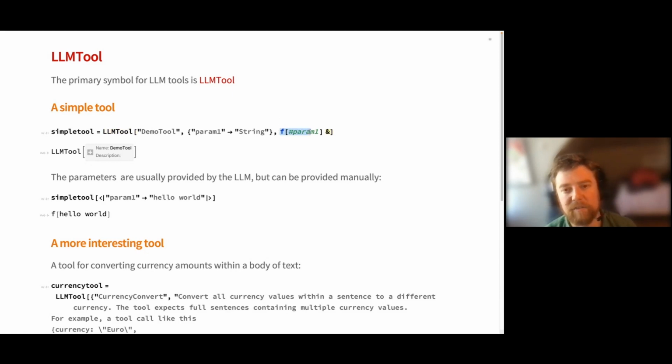And then you give a function. So this is just a trivial function called f. And that creates this LLM tool object that then is a symbolic representation of a tool that an LLM can use. But you don't need an LLM to use it. You can call it directly, which is pretty useful for testing and development when you're making tools yourself.